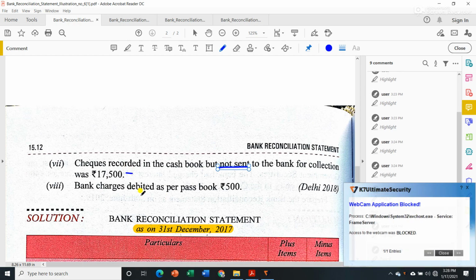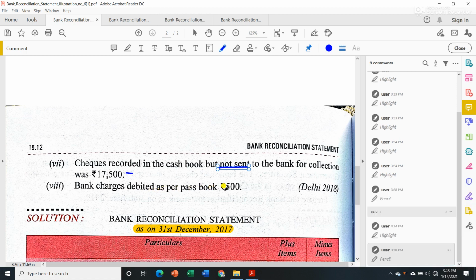Then next is bank charges debited as per passbook. Debited means bank charges of rupees 500 were taken out from our bank account. So our passbook is 500 less than our cash book. So what we will do is just deduct this 500 from our cash book.